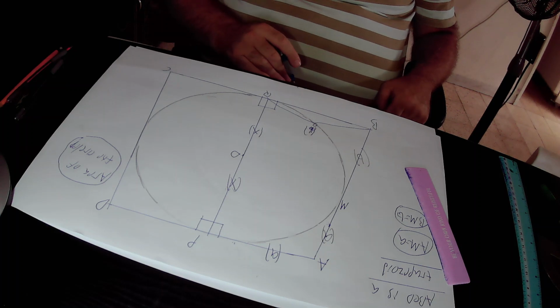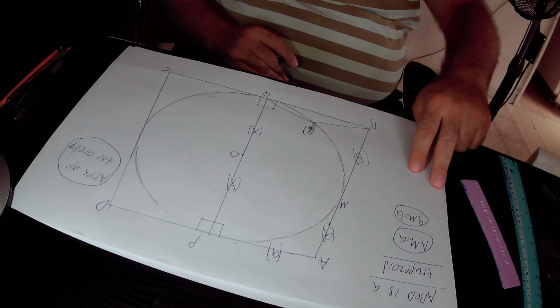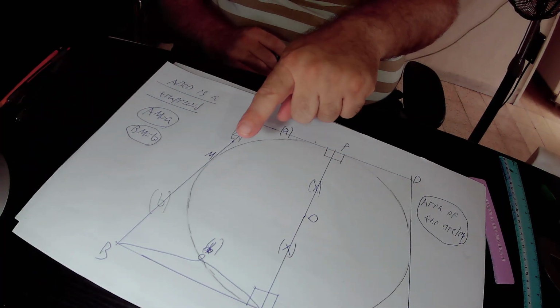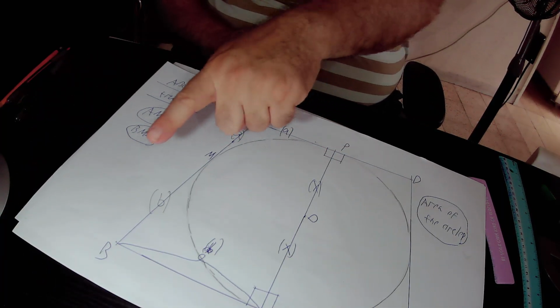In the next step, we will do a construction. That is to say, from this point A, we will draw a perpendicular to BC. Again, from point A, we will draw a perpendicular to BC.